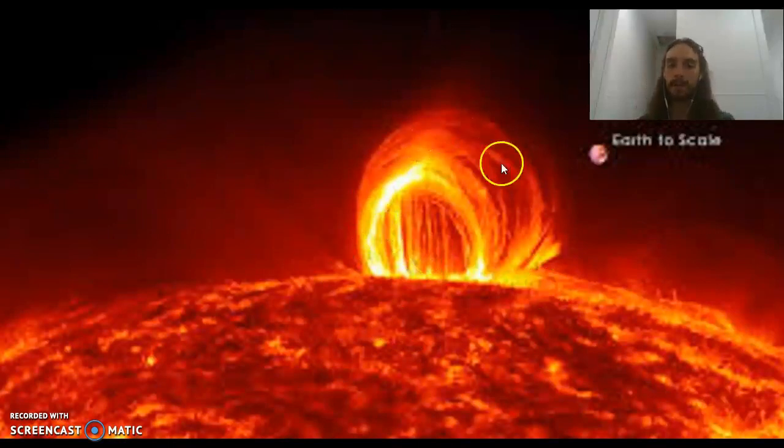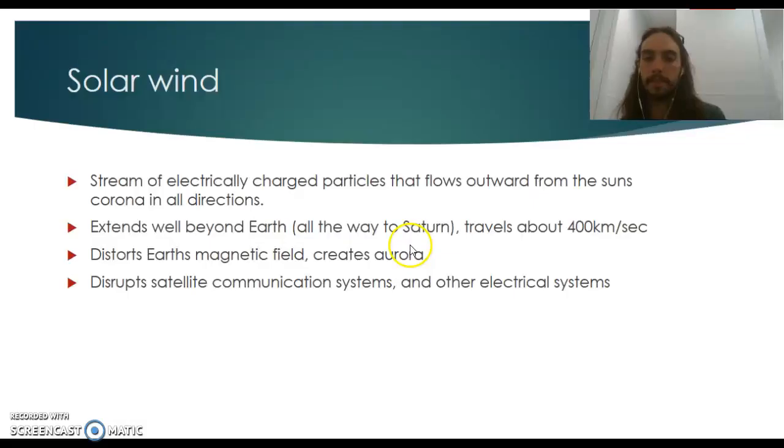Here is a prominence. If it would just continue out, it would be a solar flare. But here is Earth to scale next to a prominence. So you could fit about, I don't know, probably like 15 Earths inside of this one prominence. Just think about the amount of energy that the sun is creating.